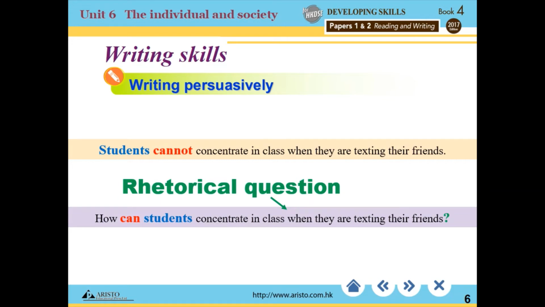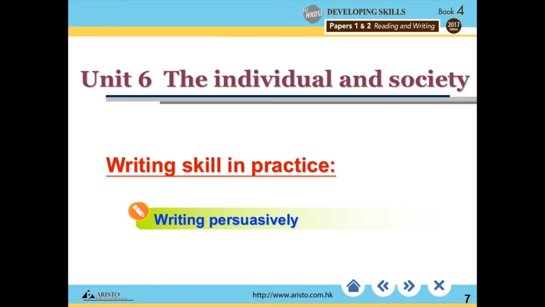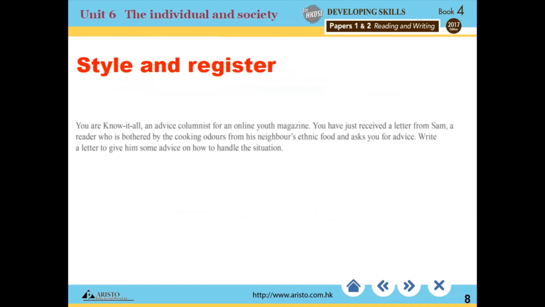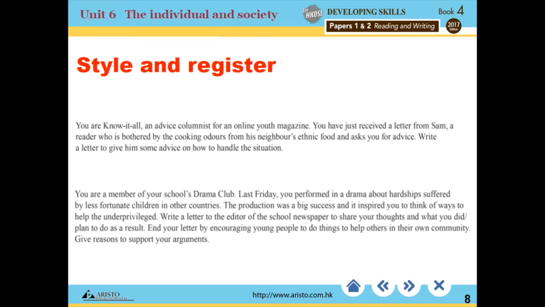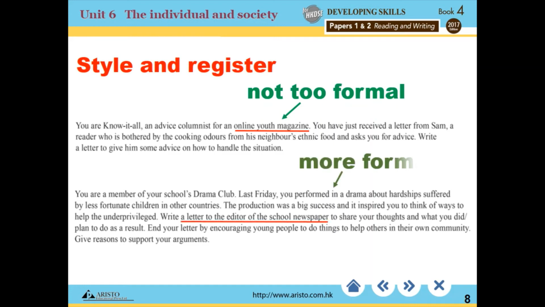So now, let's examine some questions from Practice Paper, Paper 2, and see how you can write persuasively. Here are 2 questions from this unit's Practice Paper, Paper 2. For the first question, you are writing for an online youth magazine to give advice. You can assume that your readers will be teenagers, so no matter what advice you are trying to give, the style and register should still not be too formal. The second question asks you to write a letter to the editor of the school newspaper. This means that you will need to use a more formal register.